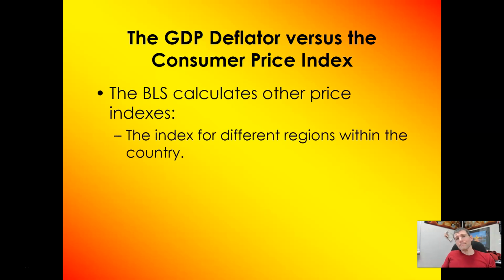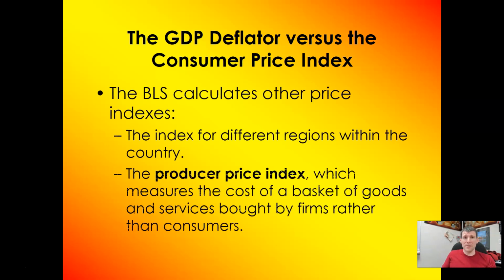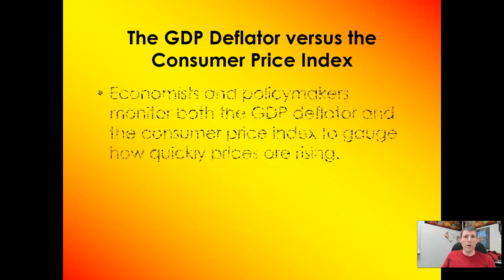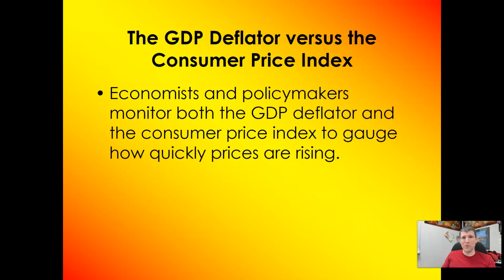BLS calculates other price indexes, but we don't care about those, like the PPI. The 2 big ones that AP Macro is concerned with are the CPI, Consumer Price Index, as well as the GDP deflator. So know the equations there, know what they're including in it, and you're golden at that point.